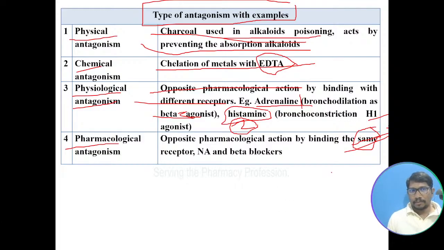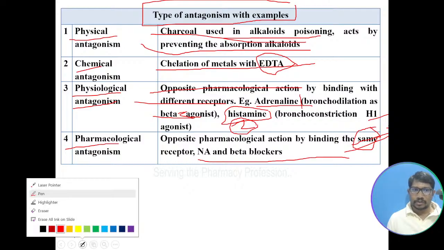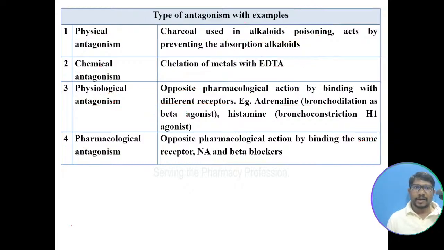And pharmacological antagonism is a full of pharmacology. Noradrenaline and beta blockers, noradrenaline and alpha blockers, acetylcholine and muscarinic antagonist, histamine and antihistaminics. All these are examples of pharmacological antagonism. So remember there are different types of antagonism: physical antagonism, chemical antagonism, physiological antagonism, and pharmacological antagonism.